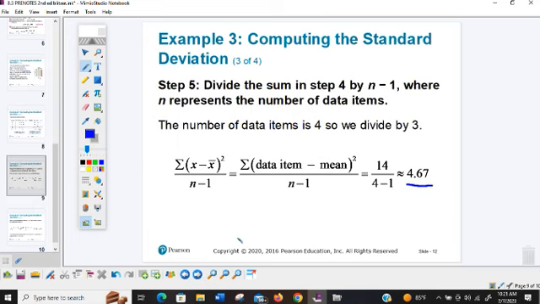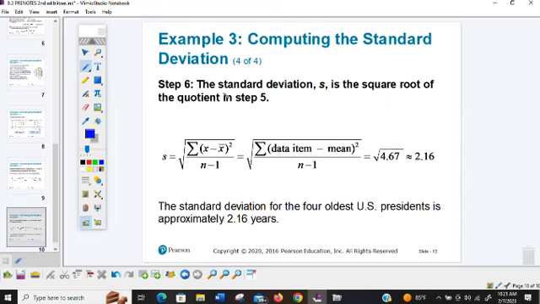Now what we have now is our variance. To go from the variance to the standard deviation, we just have to take the square root. So step 6 says take the square root of 4.67, and then your standard deviation will be 2.16. So the standard deviation of the 4 oldest U.S. presidents is approximately 2.16.